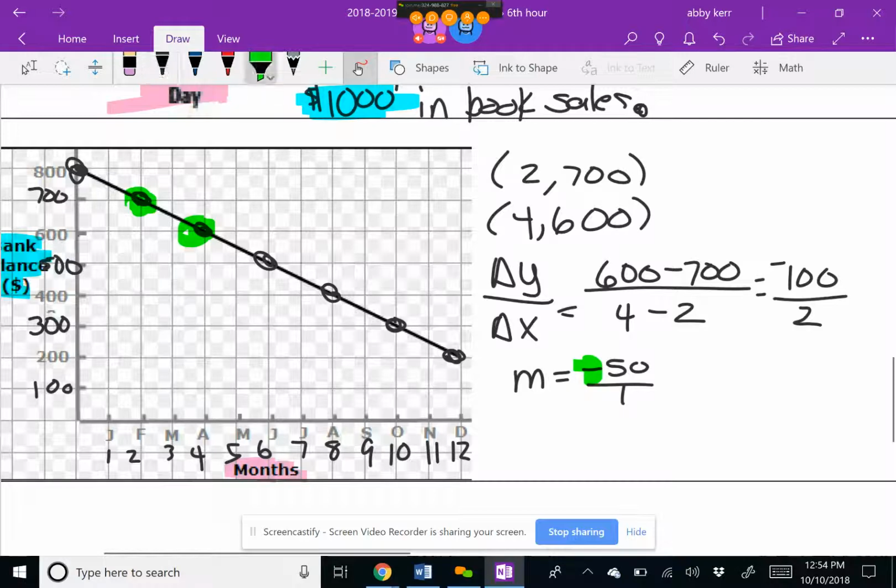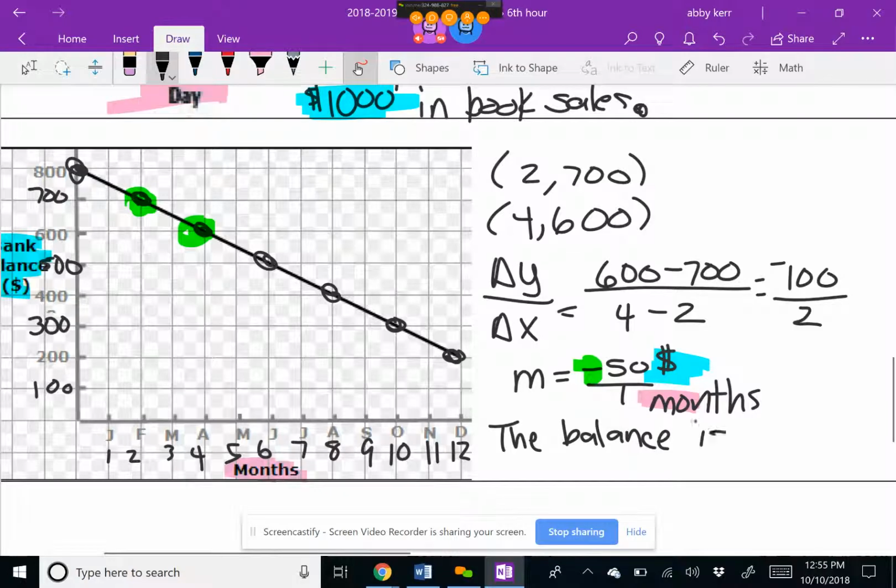So labeling our units, we're talking about money, and then we're talking about months. So you can say the bank balance, or the balance, is decreasing $50 every month.